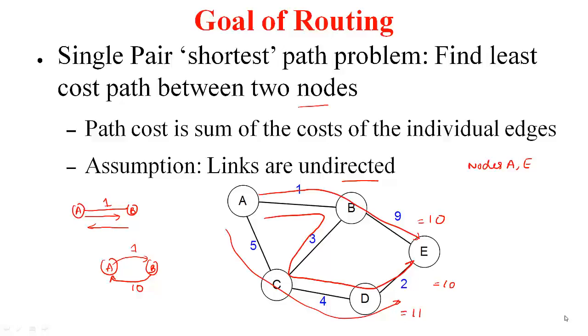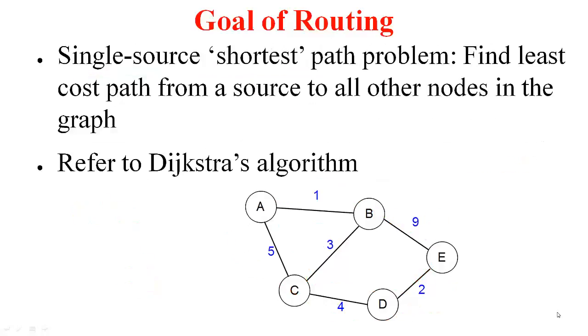We were looking at finding the least cost path between two nodes. Often this problem is called the single pair shortest path problem. Often in routing, we are more interested in this particular problem, that is the single source shortest path problem. What this is, you try to find the least cost path from a source to all the other nodes in the graph. Why do you think this is the focus in routing?